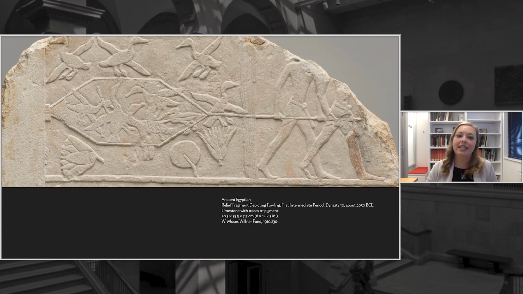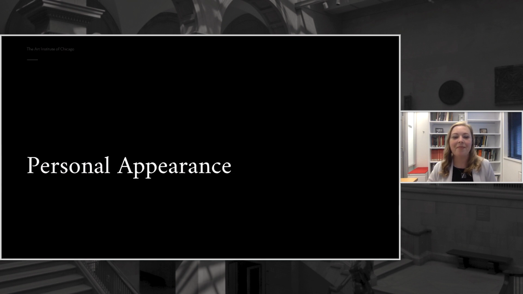A daily life scene like this one would have been very important for Ipi in eternity, providing him with birds to eat, but also with the men needed to capture them. Next slide, please. All right.